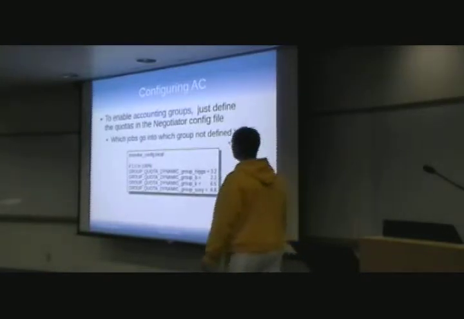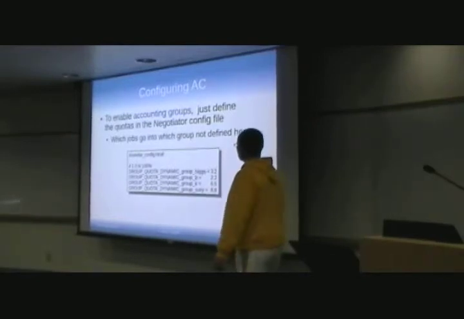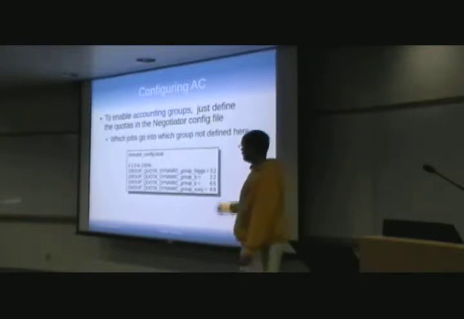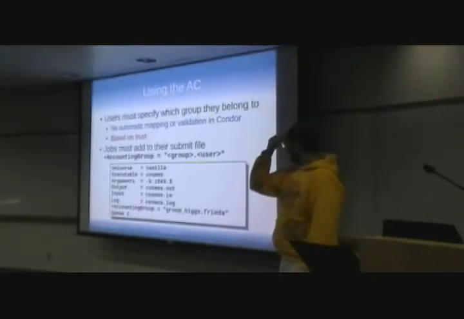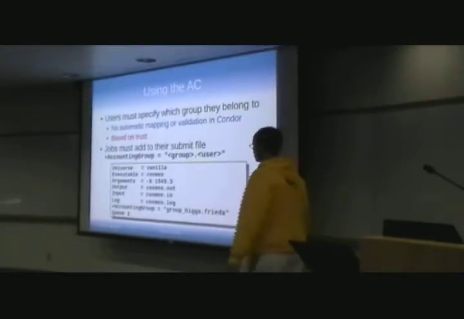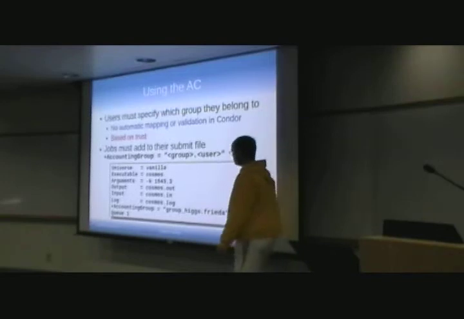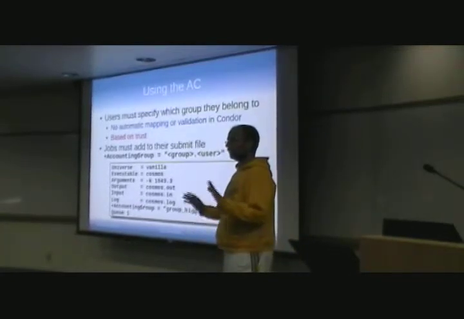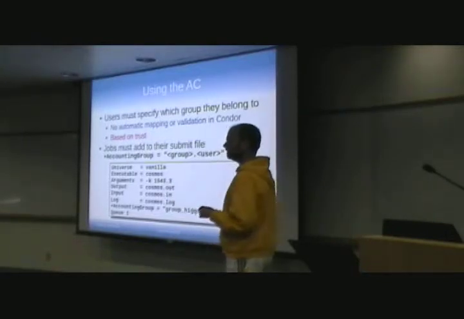So how do you configure the accounting groups? Well, you essentially just need it. That's all it is. And then, again, jobs will need to decide by themselves which group they belong to. Which gets us to this point, how the job decides. Well, it adds a line like this. It says, my accounting group is group Higgs, and I'm user Frida inside the group. And it's on the basis of trust. There is no automatic mapping, no enforcing. You just have to trust the users.